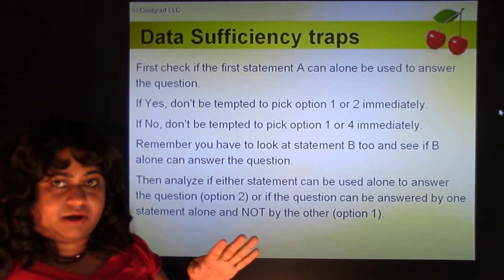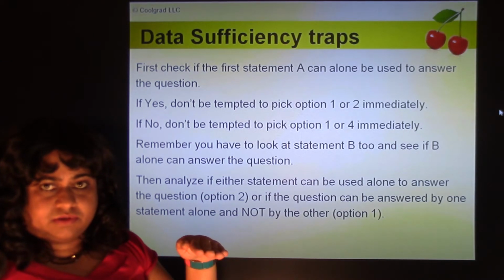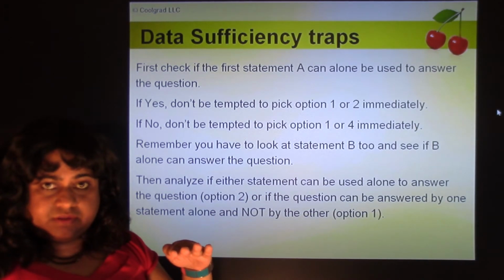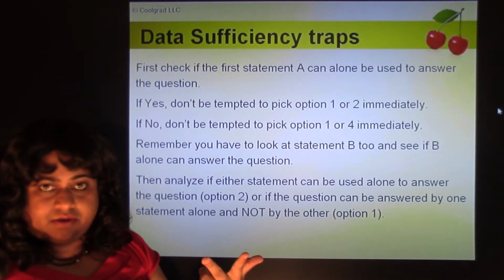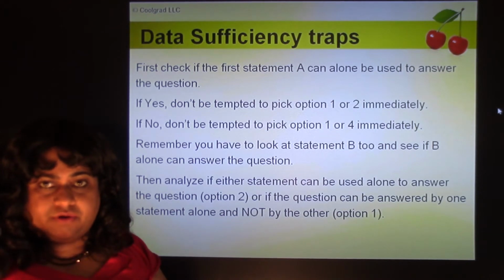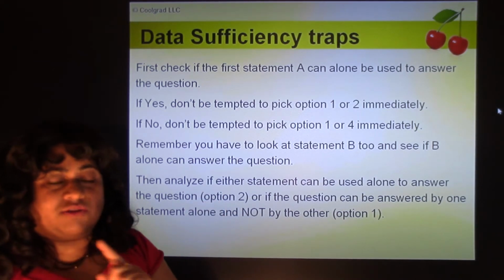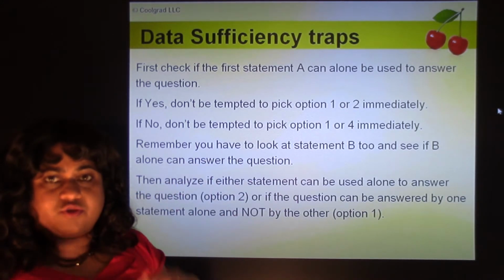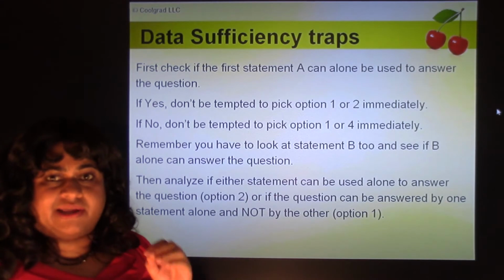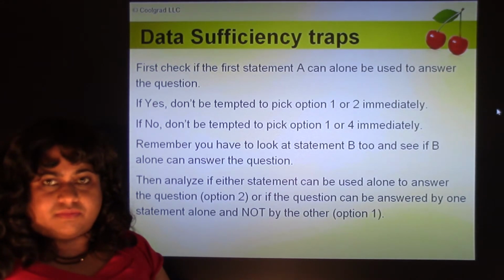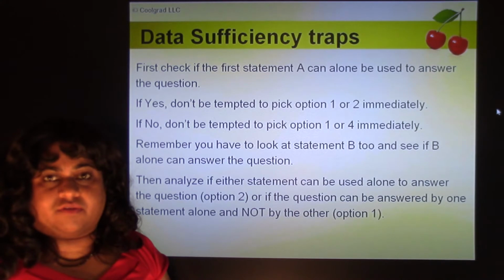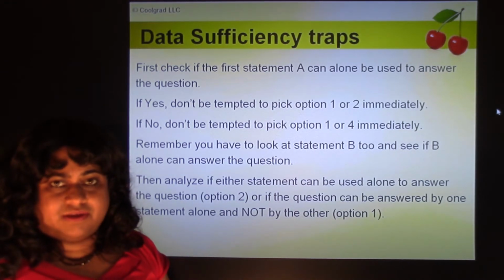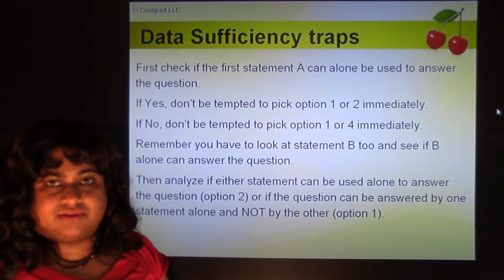So sometimes you cannot answer using A alone or B alone, but if you use B in conjunction with A, you can answer. So this is another trap that people fall into. They see using A alone I cannot answer, using B alone I cannot answer, so immediately they'll pick option 4, meaning using either statement I could not solve it. They forget to check using both statements A and B together. So using A and B together, are you able to answer the question? Then you pick option 3.